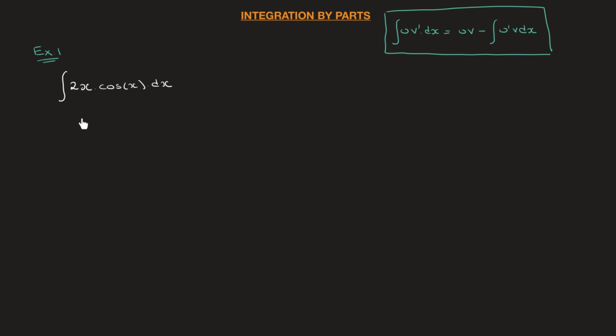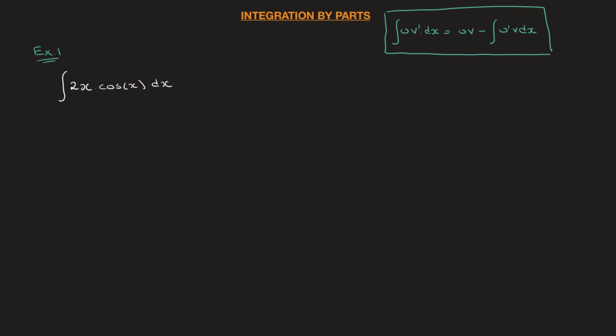Now, for this first example, I'll go ahead and work through it to illustrate how this formula works. Once that's done, I'll then show you a useful trick which will help you choose which of the two functions you call u and therefore which one you call v dash. And once we've seen and understood the trick, we'll go ahead and work through the second example.